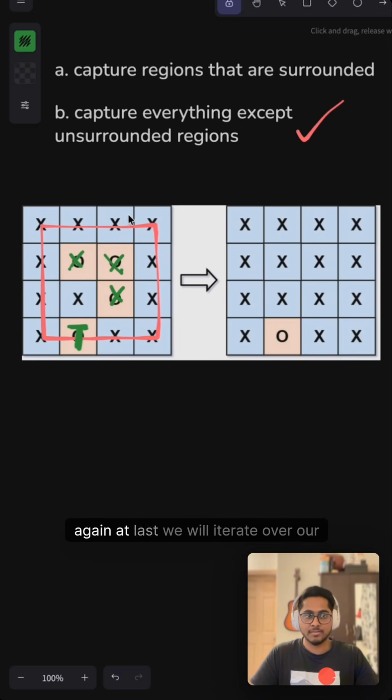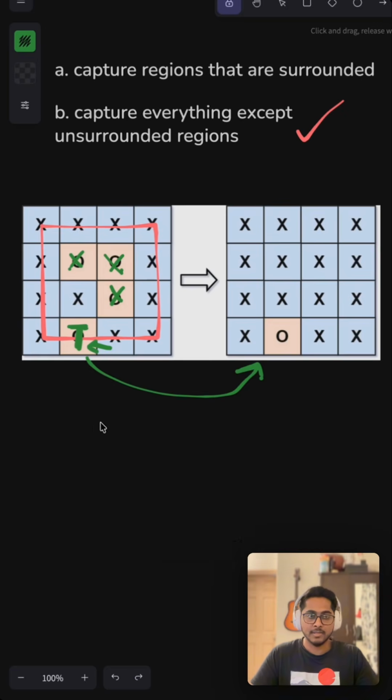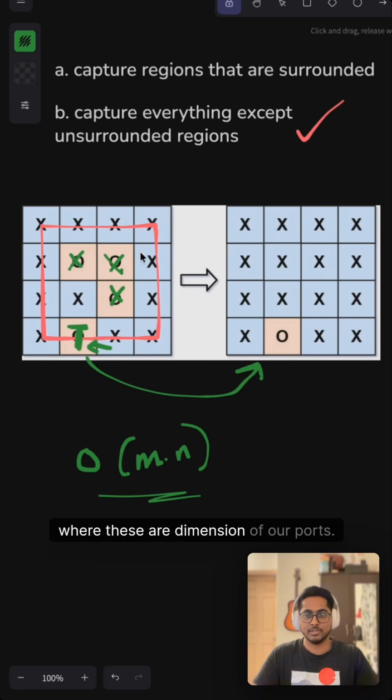And again, at last, we will iterate over our array, and if we find any temp variable, we will convert it back to zero. Talking about the time complexity, we will end up iterating the array at least once, so it could be O of m cross n, where these are the dimensions of our board. And now let's see how we can solve this.